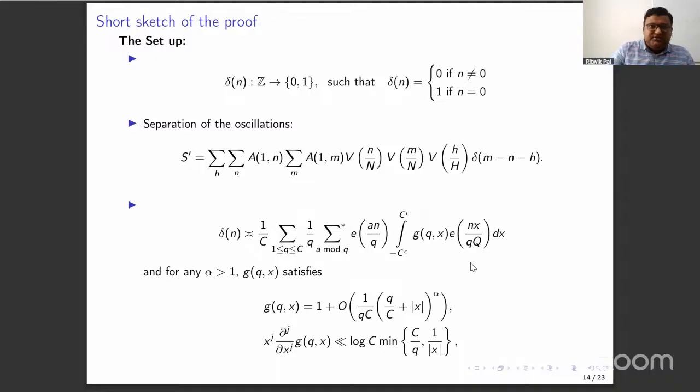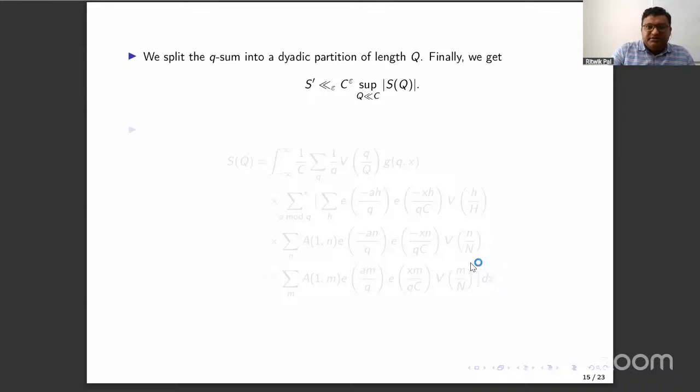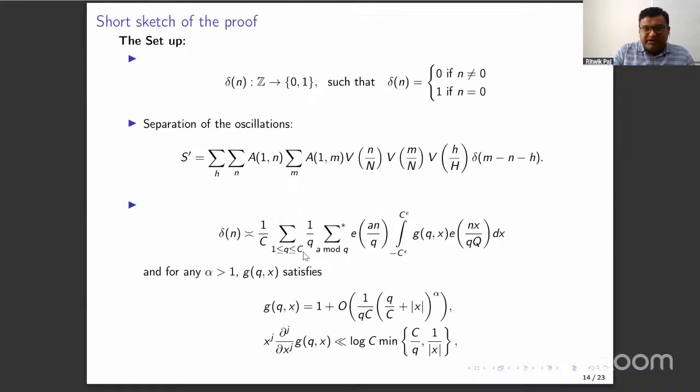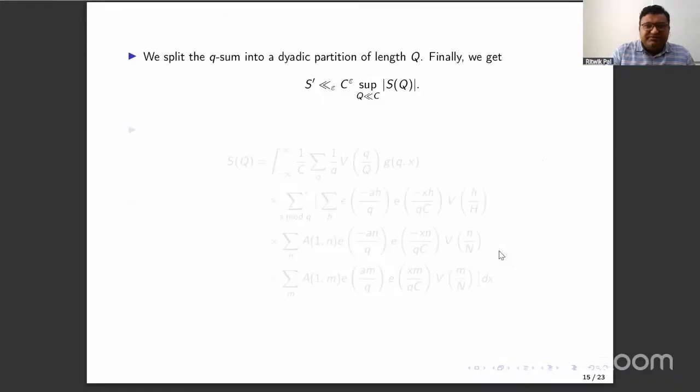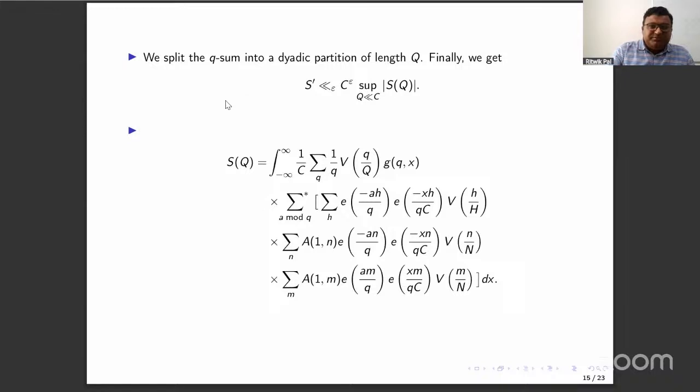After we apply the delta method, first what we do is split this Q sum. When delta of m minus n minus h appears, we split this Q sum into dyadic ranges. Dyadic ranges just help the calculation a little bit. It's not necessary, but it simplifies the computation. The trade-off is basically some log of C. We have taken C to the power epsilon. So basically our S_Q takes this structure. There will be this integral, there will be this 1 by C, 1 by Q. Those things will be there.